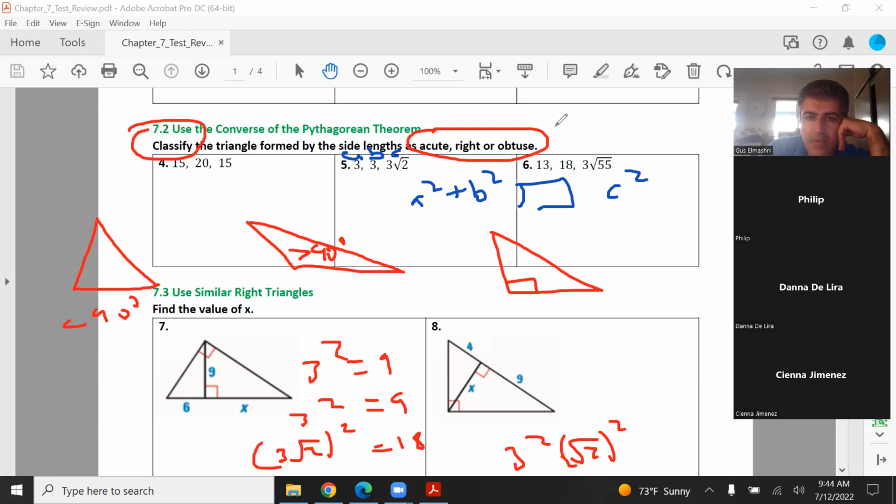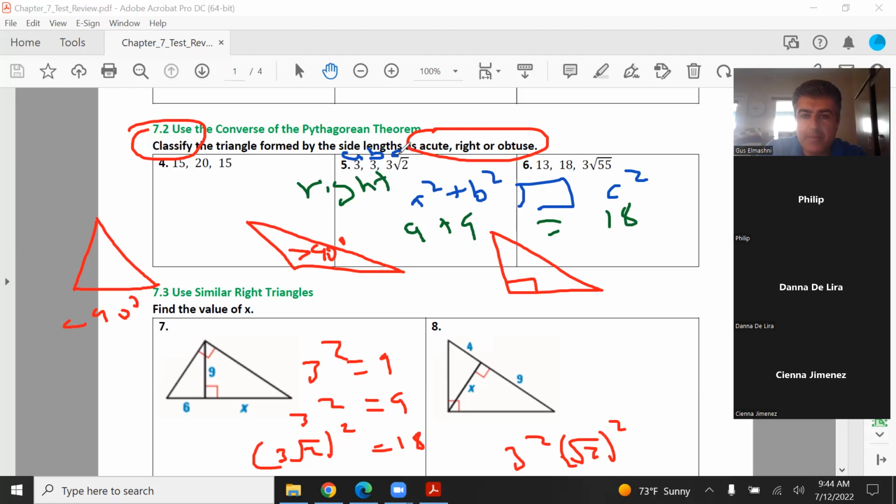If a squared plus b squared equals c squared, then you know you have a right triangle. Well, let's see here. Remember, a and b are 3 and 3, so that's going to be 9 plus 9. We square each of those individually. And c squared, remember, c is 3 root 2, so that squares to 18. It's pretty clear that 9 plus 9 equals 18. Therefore, this is a right triangle because it satisfies the Pythagorean theorem.